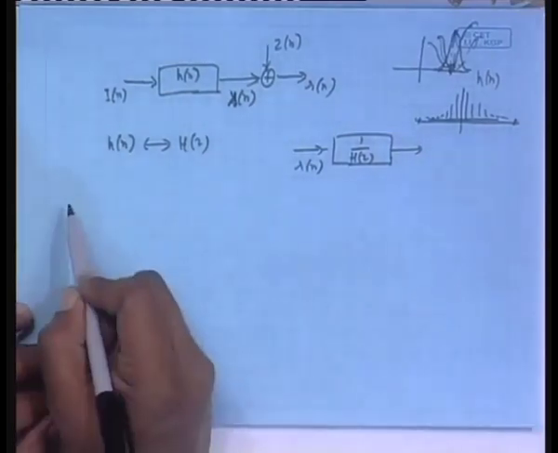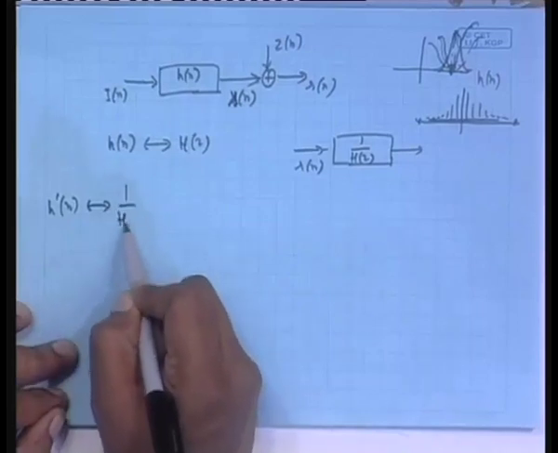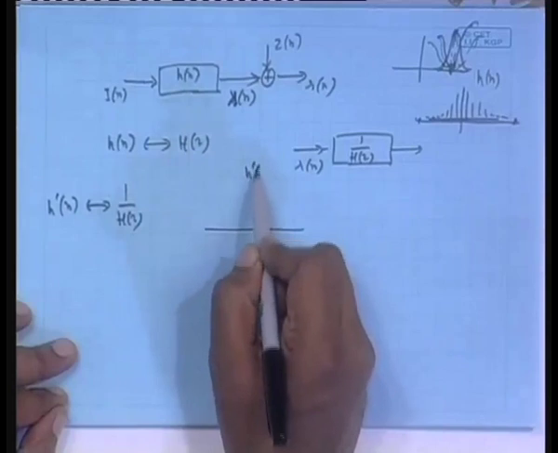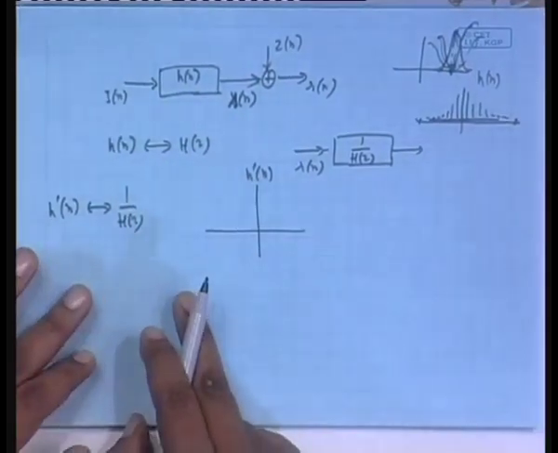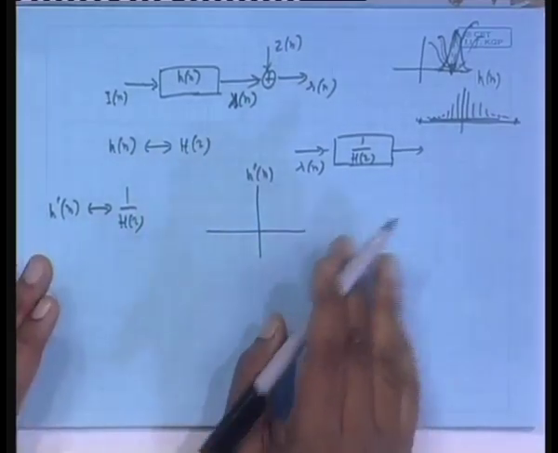That means, if the corresponding impulse response for 1 by H z is H prime n, how will H prime n look like? It will be going again in both directions, but it is a stable system. Stable means that if you sum mod of H prime n, it is finite. That means H prime n has to die out; it cannot remain steady, then it is not summable. For any stable system, the impulse response is absolutely summable, which means it is always dying down.